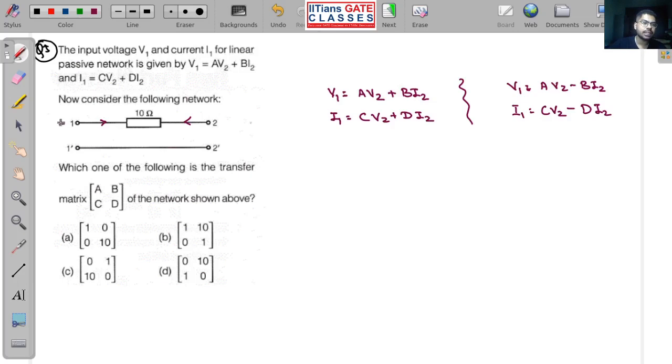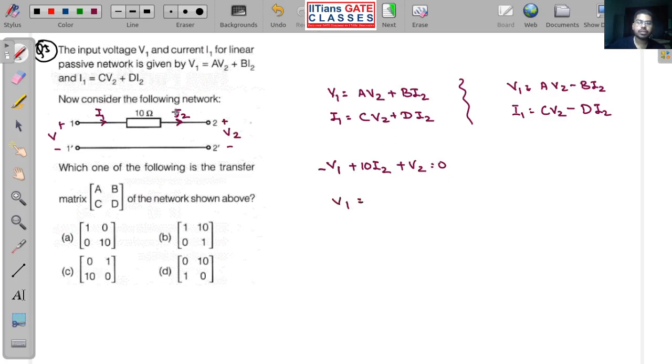So fine, we will just calculate it. Let me consider this is V1, and as they have given plus here, that means the direction of current is on this side. So this is my I2, this is V2 and this is I1. Now I am going to write the equation. I am starting KVL from here. So minus V1 plus 10 I2 plus V2 is equal to 0. Why plus? Because this is plus minus.